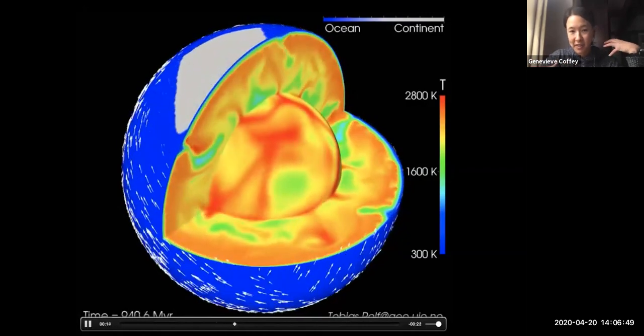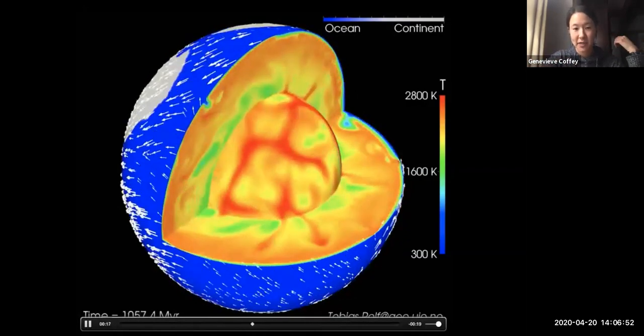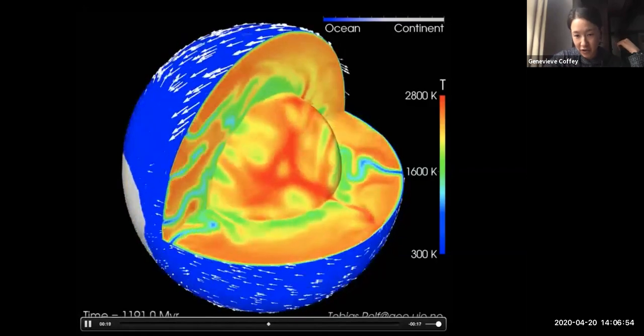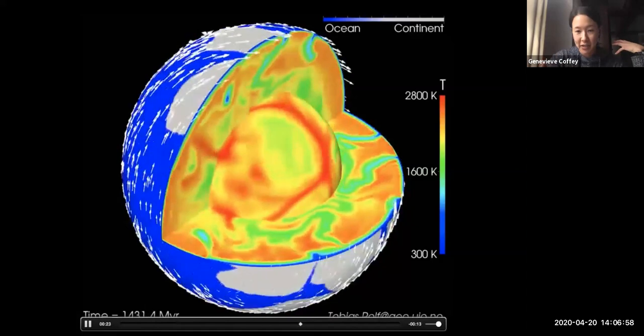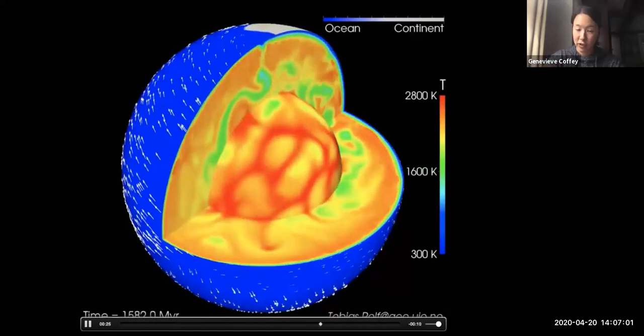And it's this process that's actually moving the tectonic plates at the surface. So if we look at the outer edge of the Earth here, you can see that it's all blue. This is all of our crust. It's really cold. And it slides around with this mantle convection over really long timescales.